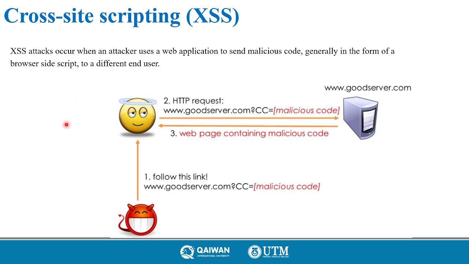Cross-site scripting, XSS, continued. XSS attacks occur when the attacker uses a web application to send malicious code, generally in the form of a browser-side script, to a different end user. Now we have this attacker. First, follow the link goodserver.com and malicious code. So you see this part has no problem. However, the other part will have some malicious code. An HTTP request to goodserver.com with malicious code will be sent to the server, and the web server returns a web page containing the malicious code.